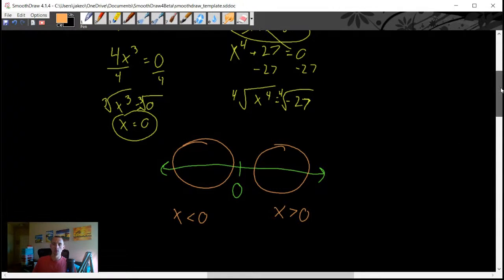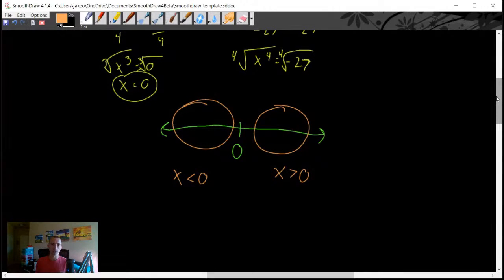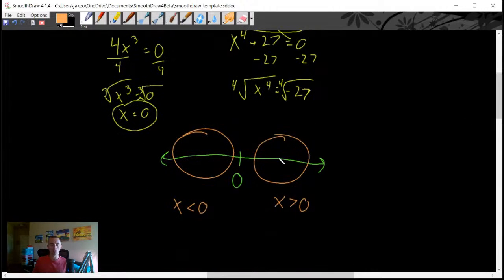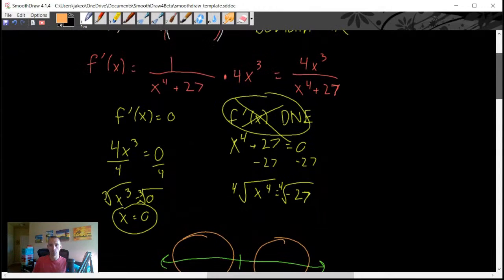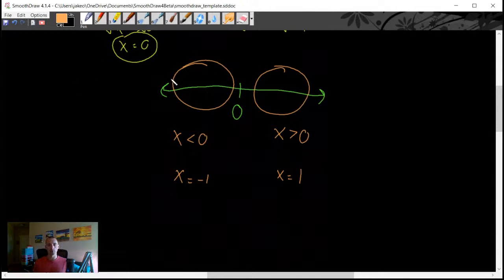Those are the two areas of x values that you want to test now using our first derivative test. The first derivative test says that we're going to take some number within each of these sections. So let's just say x equals -1 and x equals 1. It really doesn't matter what number you pick as long as you pick one number from each section. In this case, x equals -1 is in this section, x equals 1 is in this section.